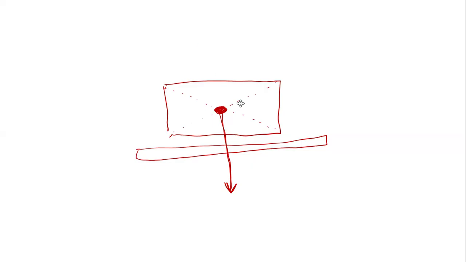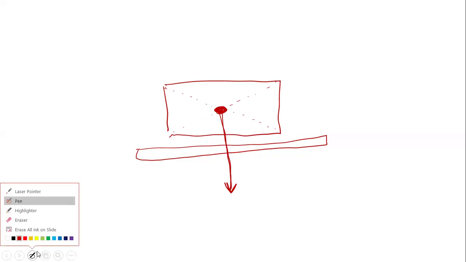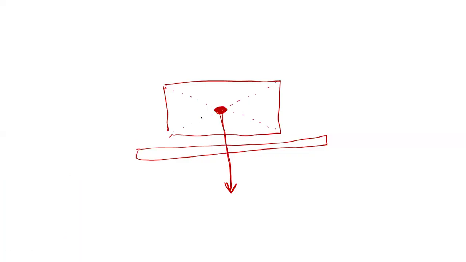Okay, let's continue. Sorry for the disturbance. So the center of gravity is the point, and this is the weight shown by the downwards arrow. We call it W equals mg.